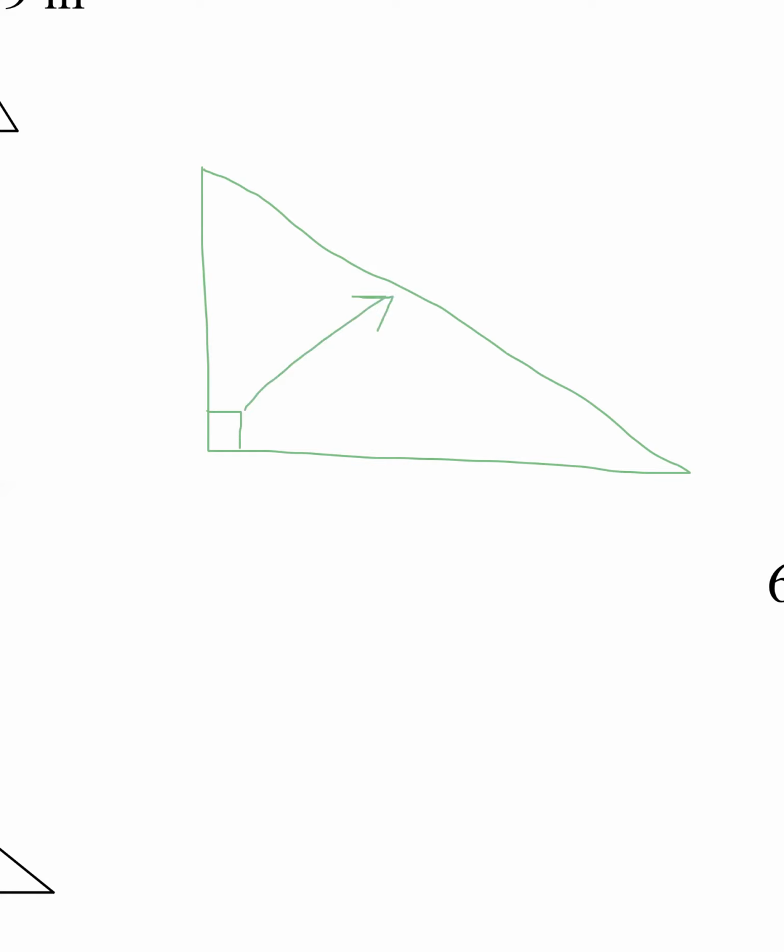So that longest side has a special name. It's called a hypotenuse. And that's how you spell it, hypotenuse. And then the other two sides are just called the legs of the triangle. So this would be a leg and this would be a leg.